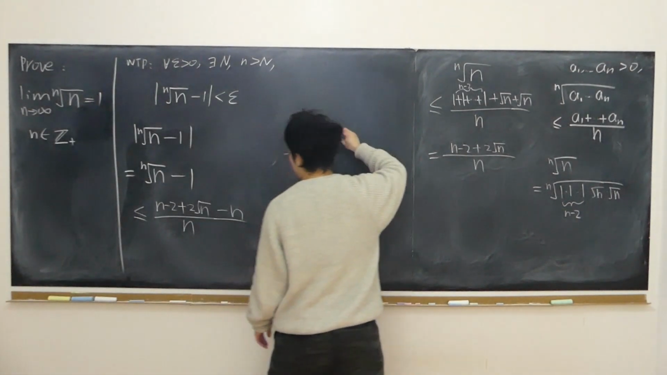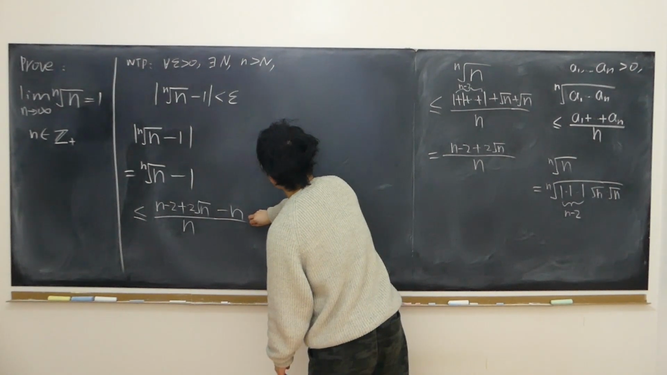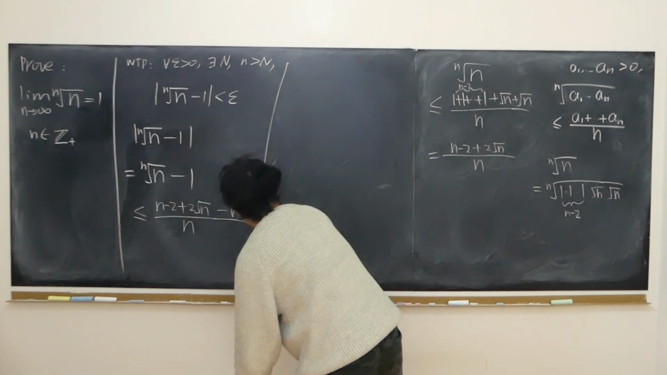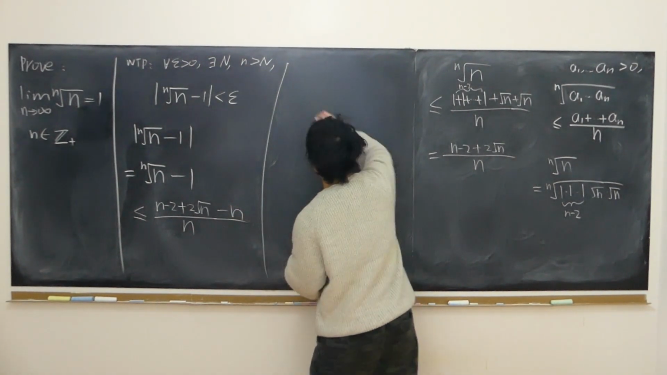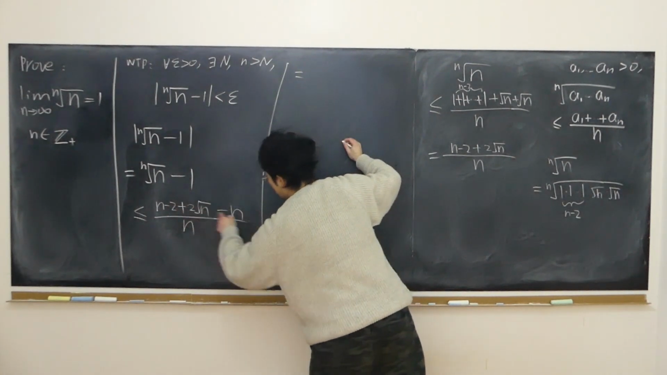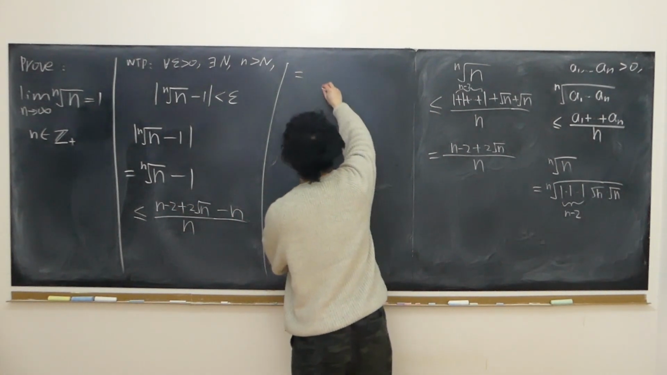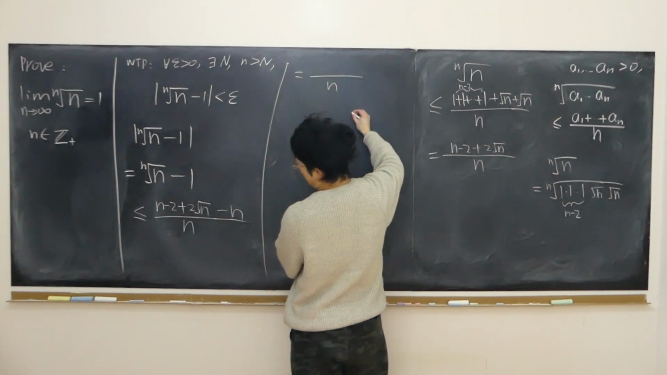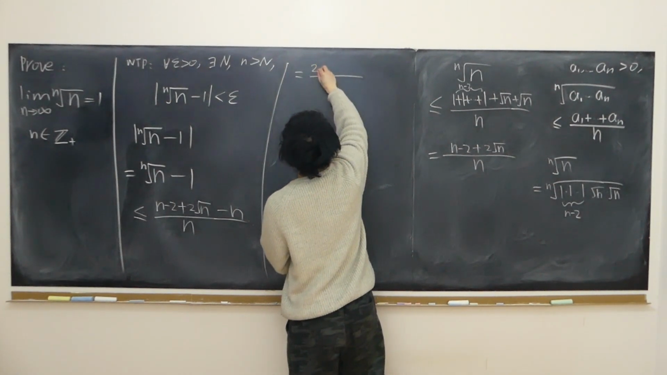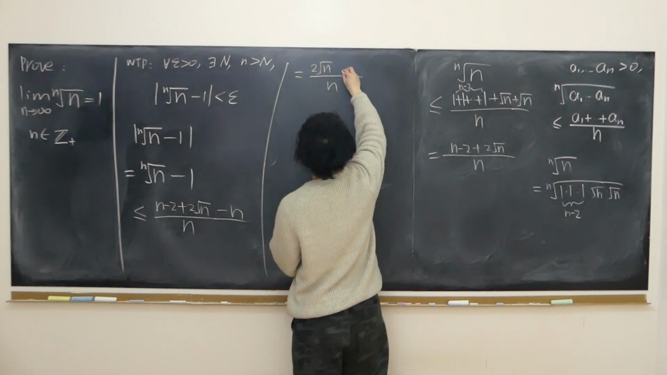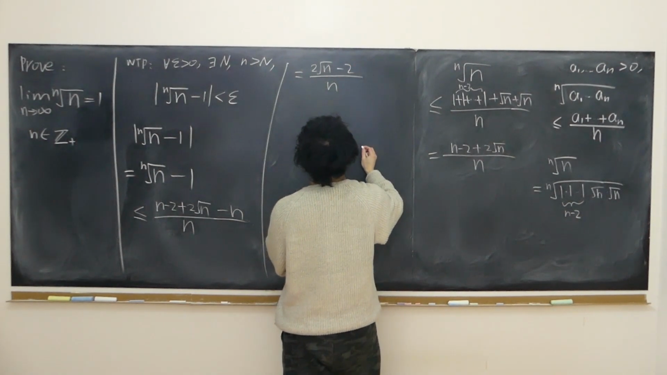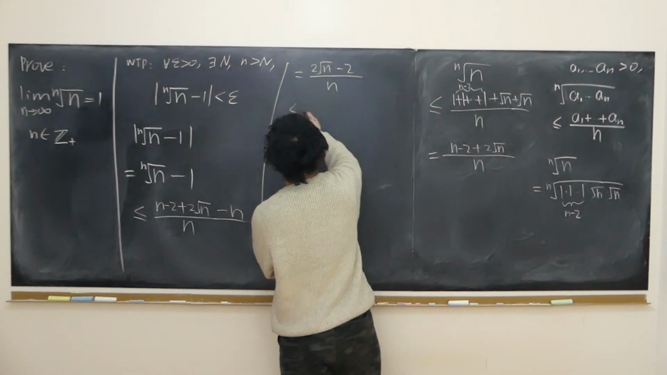Then I can just say that is actually equal to n cancel out. I have n on the bottom, and I still have twice of the square root of n minus 2 on the top. Then I have to further loosen it.